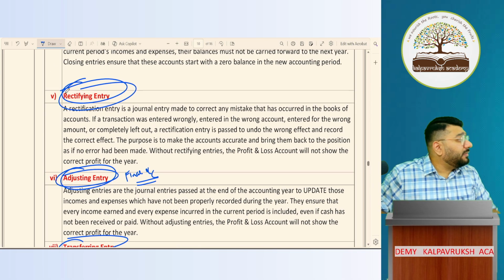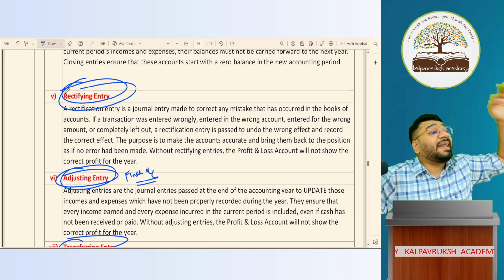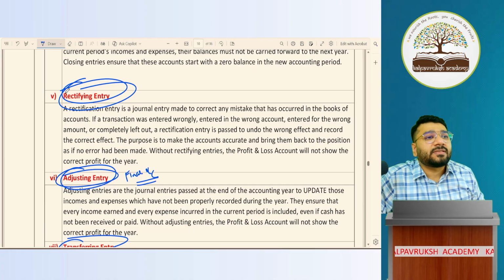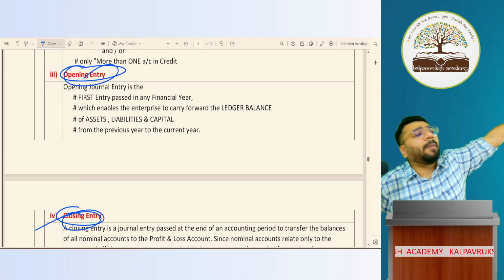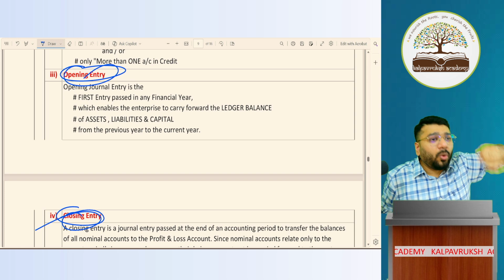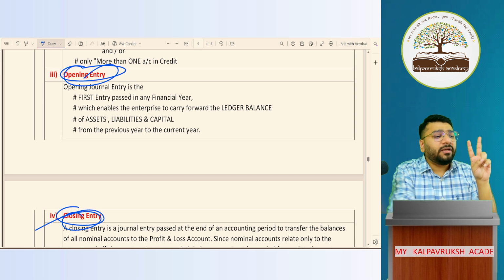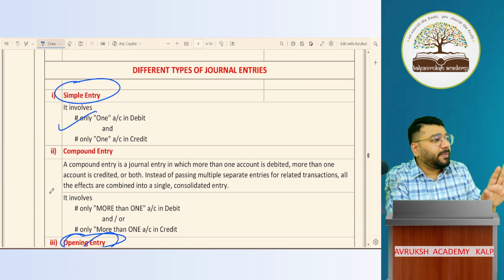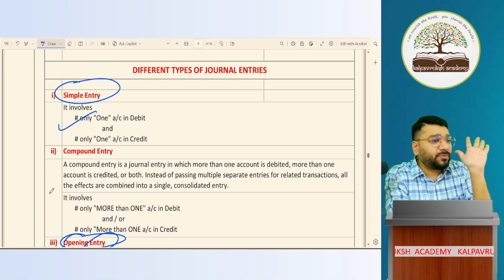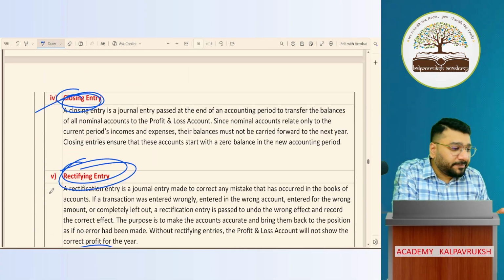Rectifying journal entry, we'll be discussing in a separate chapter called rectification of error. In that, I'll be discussing it separately. Like that, some entry or the other will be discussed in some chapter or the other. So at that time I'll discuss. Now I'm not discussing. As of now, I've discussed only two types of journal entry. What are they? Simple and compound. The other 5 entries I'll discuss with you as time proceeds.